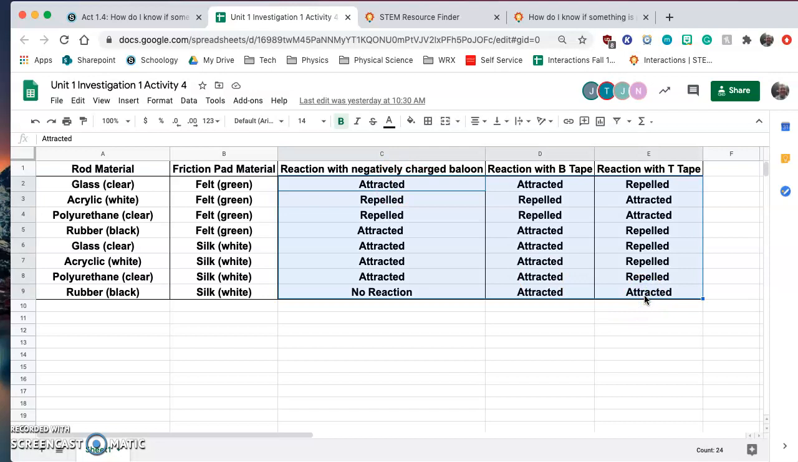So what I did is I tested all of those combinations, and I gave you the results. And there's sort of two parts to Activity 4. There's some questions that ask you how it reacts with the balloon, and there's some questions about how it reacts with the B and the T pieces of tape from previous activities. Okay, so hopefully, again, I know it's tough not being able to do some of this stuff in person, but hopefully this information clears things up.